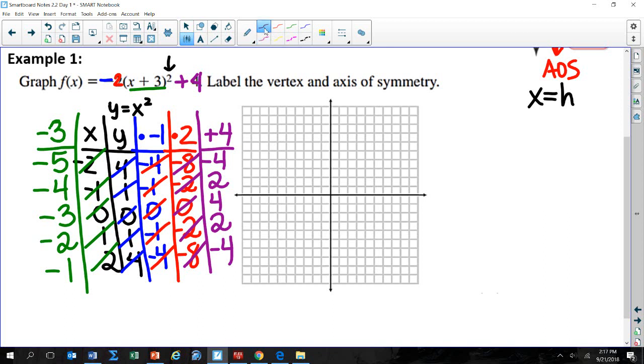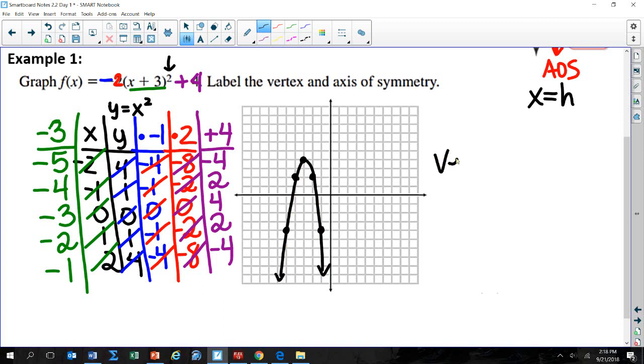I'm going to graph my function with the point (-5, -4). Then (-4, 2), (-3, 4), (-2, 2), and (-1, -4). Okay, so there's my graph.